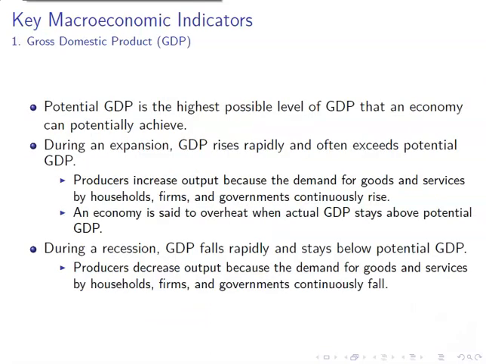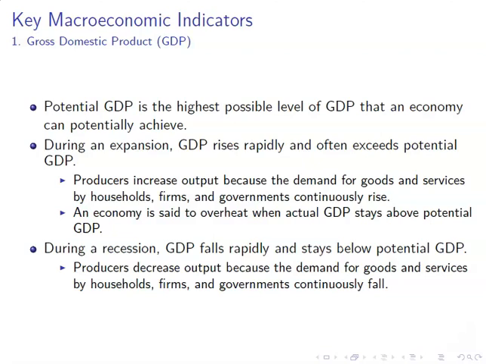Alright, let's go deeper into each macroeconomic indicator. So we need to know the concept of potential GDP. It is the highest possible level of GDP that an economy can potentially achieve. So, during an expansion, GDP rises rapidly and often exceeds potential GDP. Why does this happen? Producers increase output because the demand for goods and services by households, firms, and governments continuously rise. In particular, when an economy's actual GDP goes above its potential level, we can say that the economy overheats.